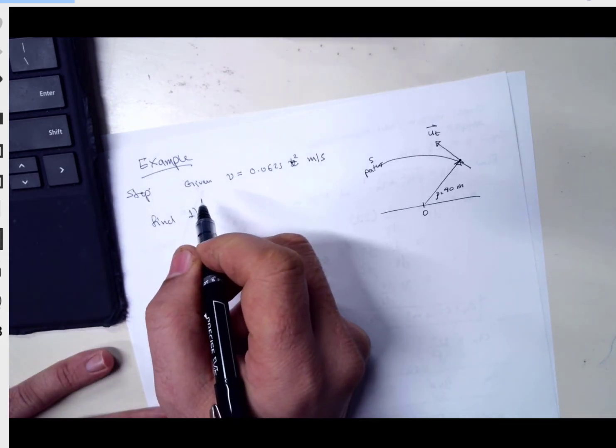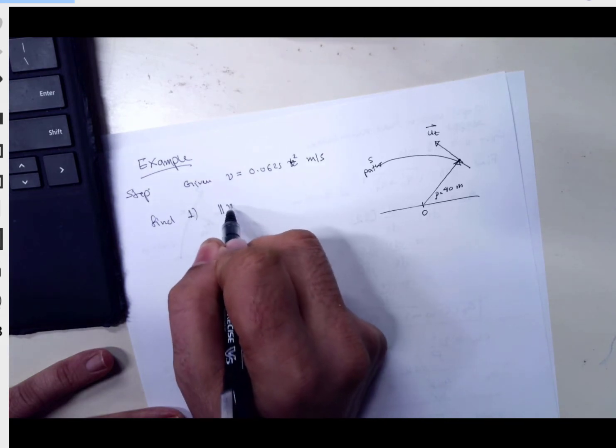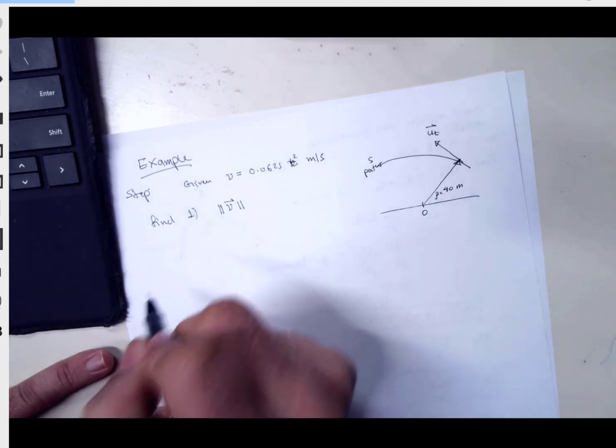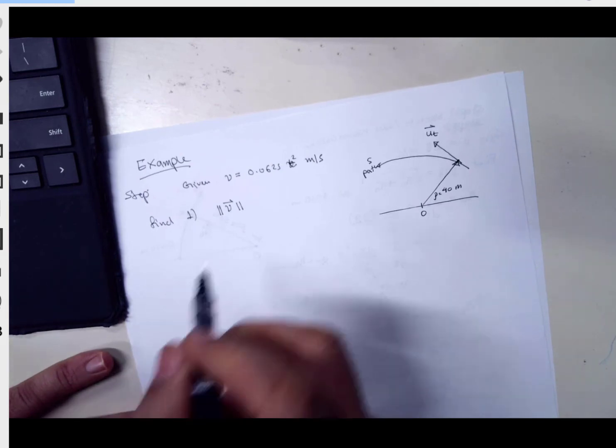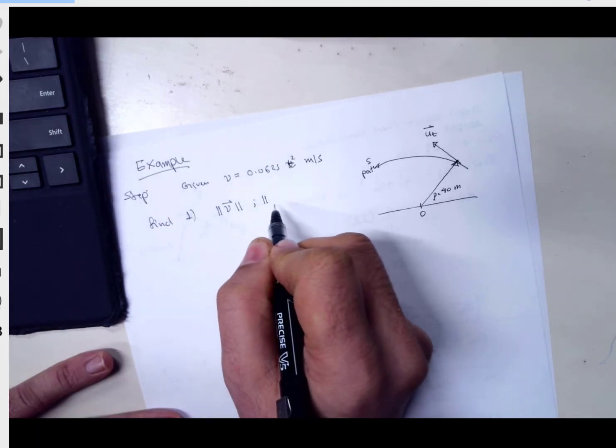So we want to find, first, the magnitude of the velocity, and second, the magnitude of the acceleration.